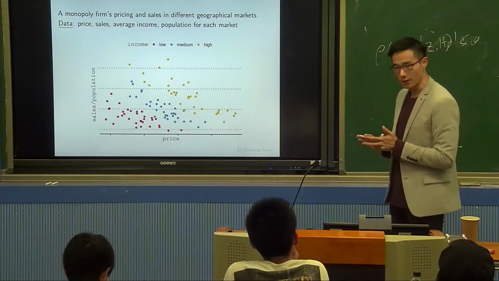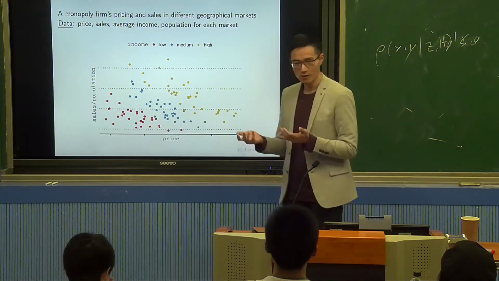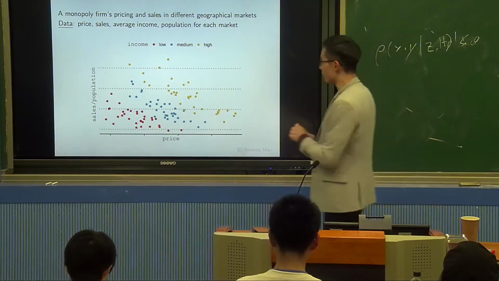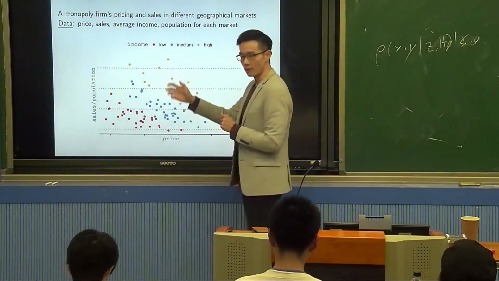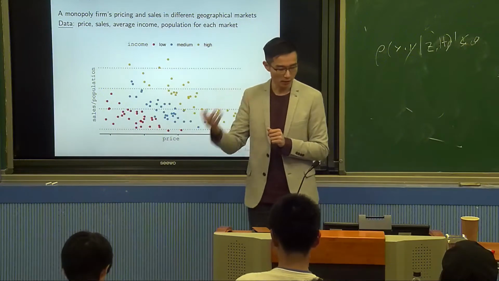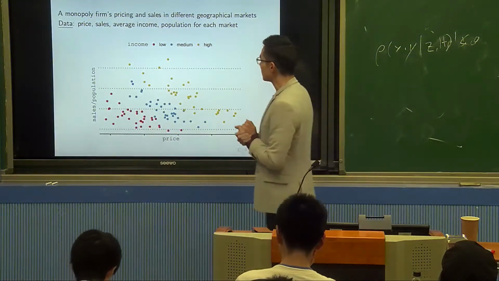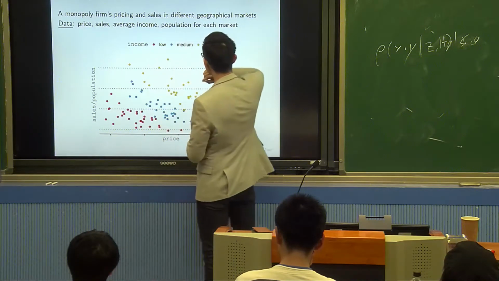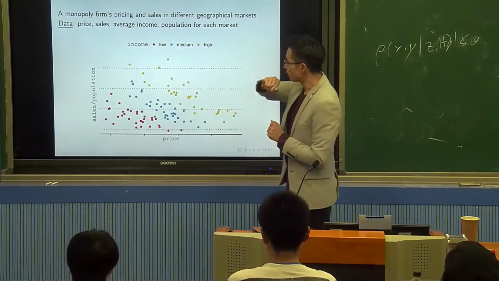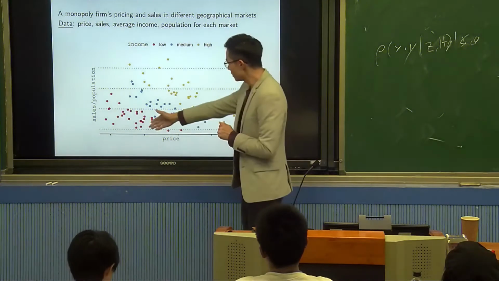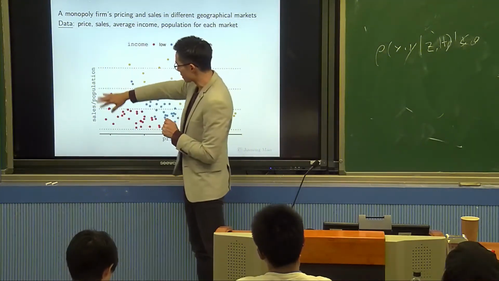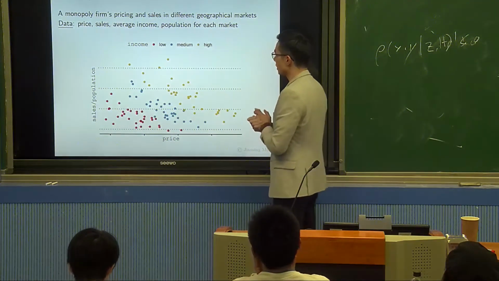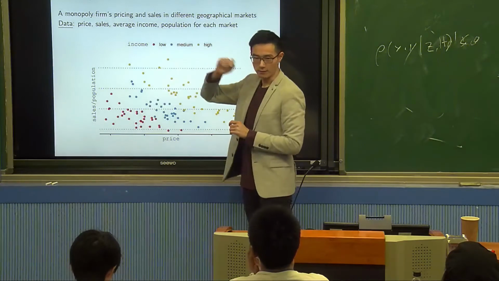But this example of monopoly, right? So another very good example of taking a look at the power of structural estimation. So suppose we have a bunch of different markets. In every market, there's some high-income market, medium-income market, low-income market, right? So the data we see is price, sales, average income of different markets, the population of different markets. If we put them on a single graph, we can say, okay, here's the sales as a percentage of population, divided by population. This is the price, and we can plot all the markets together.